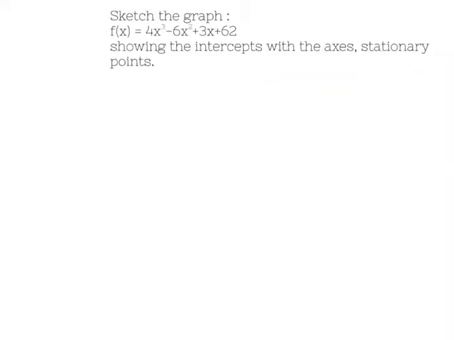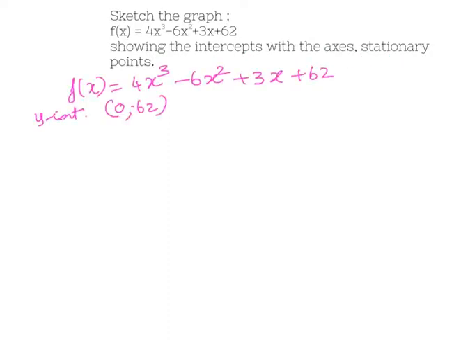Now let's take this question. Sketch the graph of 4x cubed minus 6x squared plus 3x plus 62, showing the intercepts with the axes and stationary points. We can straight away write the y-intercept as (0, 62). This constant term 62 is my y-intercept.